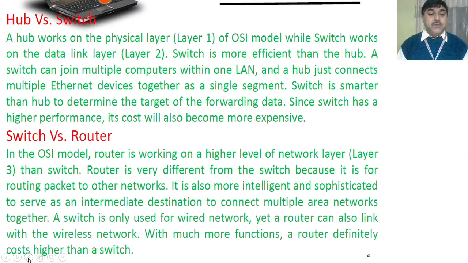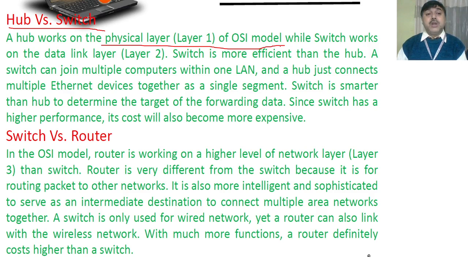First I will discuss the hub and the switches, hub versus switches. How will the hub and switches work here? Clear? Hub means what? The hub works in the first layer, the physical layer of the OSI model. There is an OSI model in networking, the Open System Interconnection model.